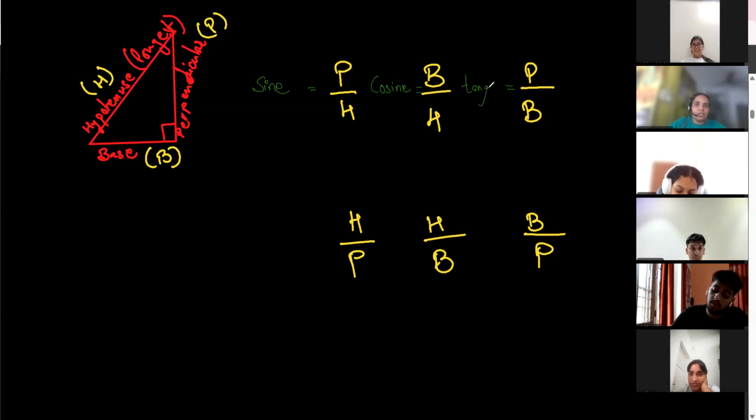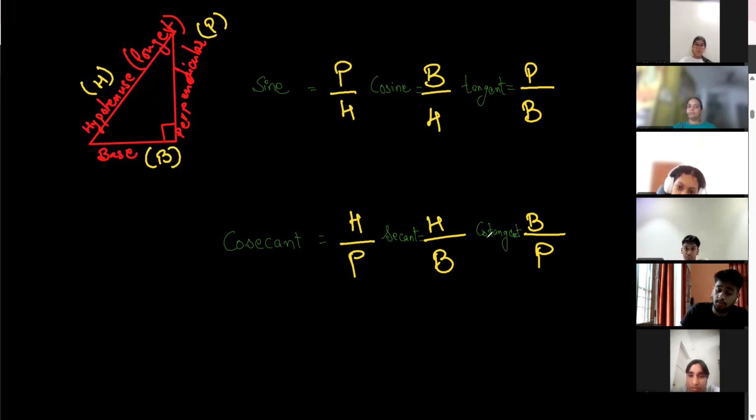And this is tangent. Sine, cosine, and tangent. Right, everyone? The reciprocal of sine, this is the reverse of it, no? P by H, H by P. What is this called as? Cosecant. What is the reverse of B by H called? See, B by H reversed is H by B. This is secant. What is the reverse of tangent called? Cotangent.